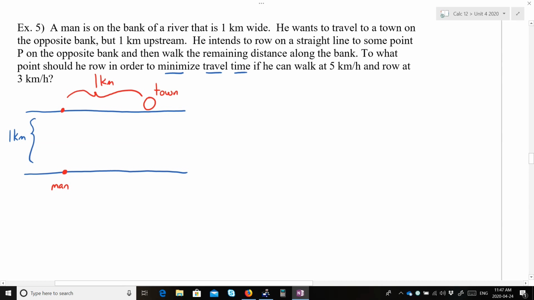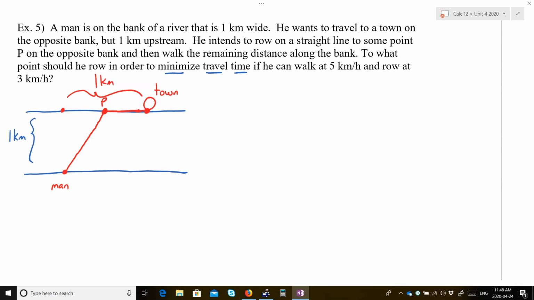Okay, he intends to row on a straight line to some point P on the opposite bank and then walk the remaining distance. Okay, so he's going to row to some point here, P, and then walk this remaining distance. Okay, and the question comes down to where is the best place to land his boat to minimize the travel time? That's what it's coming down to. So to what point should he row in order to minimize travel time? If he can walk at 5 kilometers per hour and row at 3 kilometers per hour.